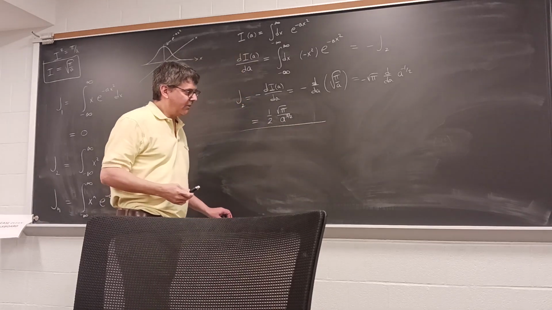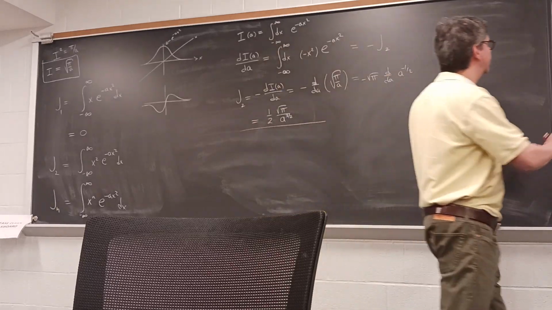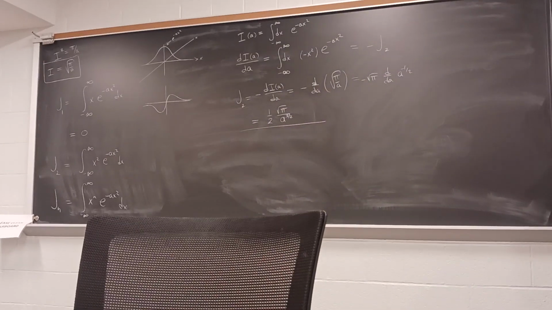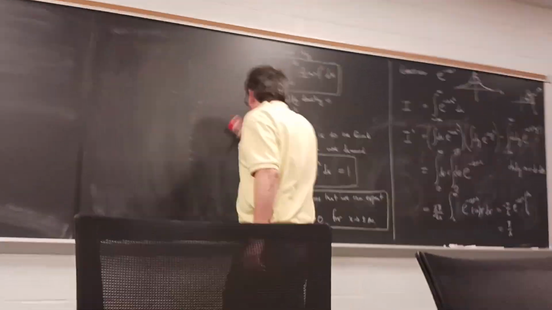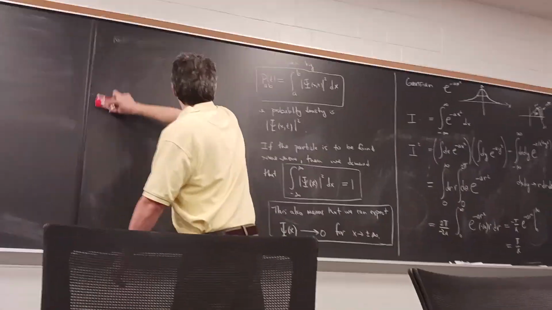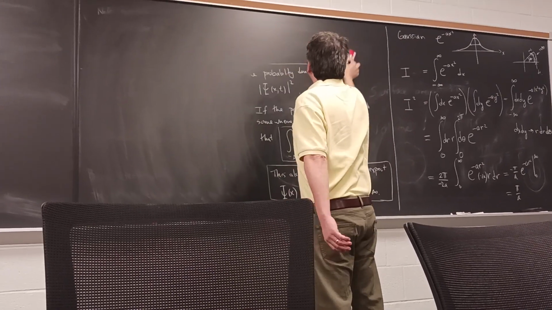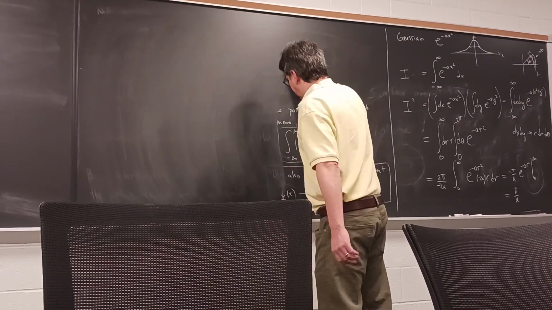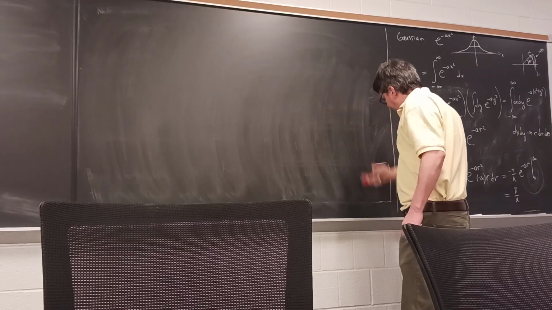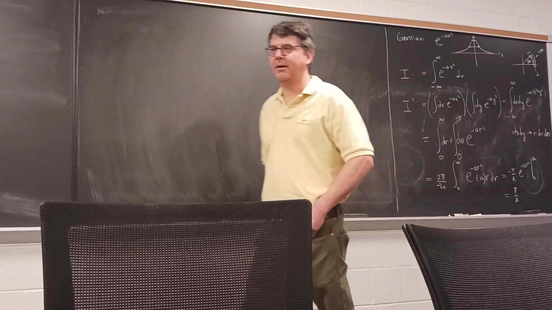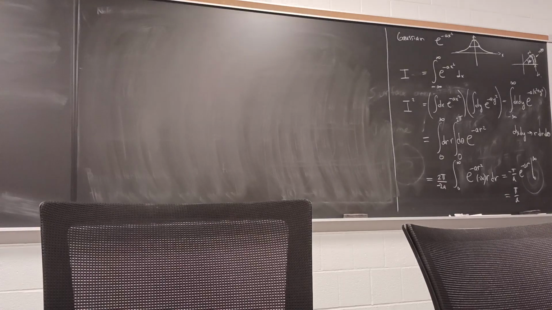So let's look now at normalizing the probability distribution. For all odd numbers n, is the integral always 0? Yes, because it's odd.